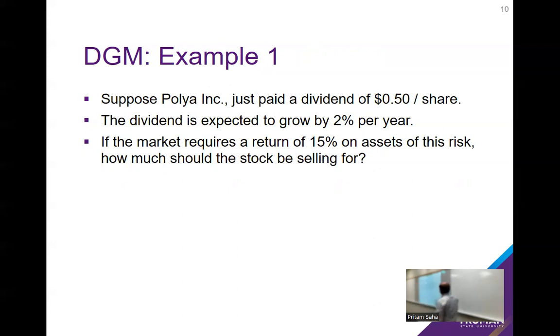Suppose they just paid a dividend of 50 cents per share. So what do you think? Just pay D0, D1.